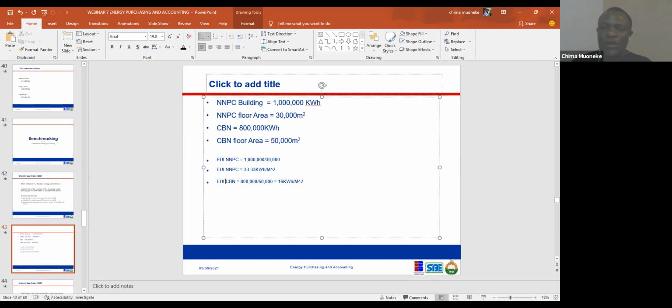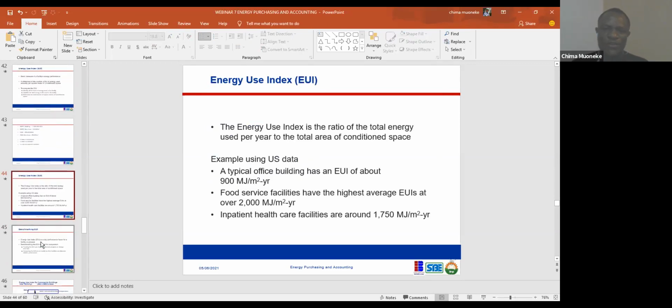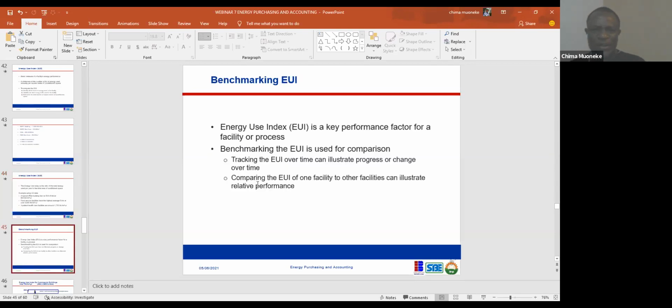So it is important we know how to benchmark, how to compare facilities or even production facilities. So this is energy use index. I've explained all of this. But in this case, they're not using kilowatt hour as I did; here they're using megajoule. In this example, they're using megajoule per meter square, right? So it's the same thing. The point is that you understand how to derive it. So let me just go ahead.